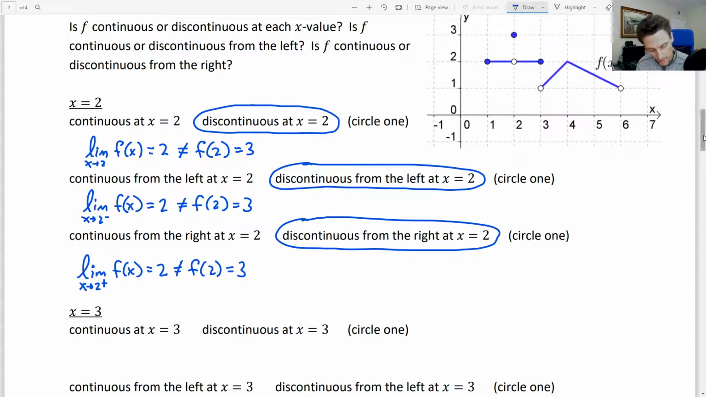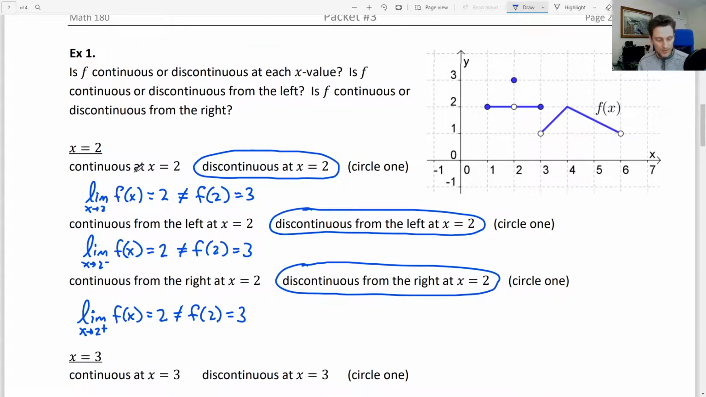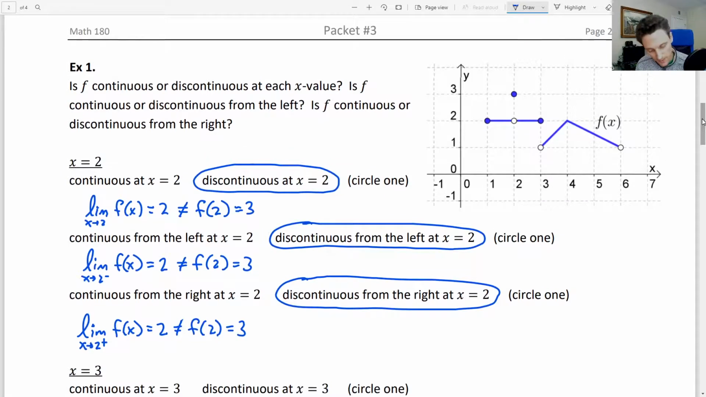Let's move over to x equals 3. We're going to look at those same three things: continuous, continuous from the left, continuous from the right. So let's talk through all of them. What do you think? Is the graph continuous or discontinuous at x equals 3? Yeah, if you said discontinuous, that would be correct. There's this big jump as you're drawing this piece, and then you have to pick up your pencil to continue drawing it after x equals 3. So definitely discontinuous at x equals 3.